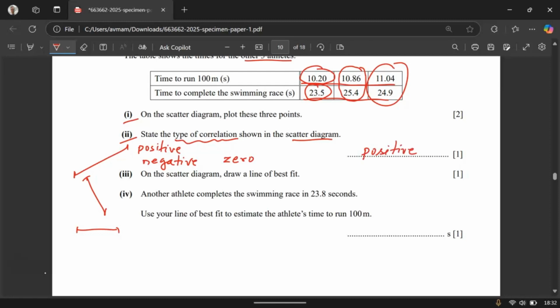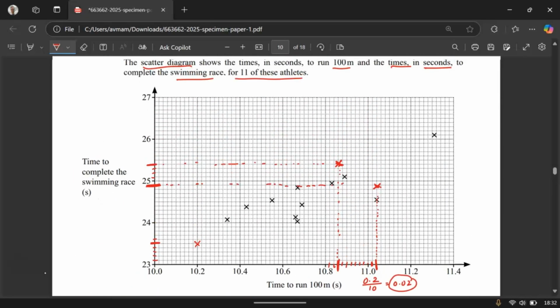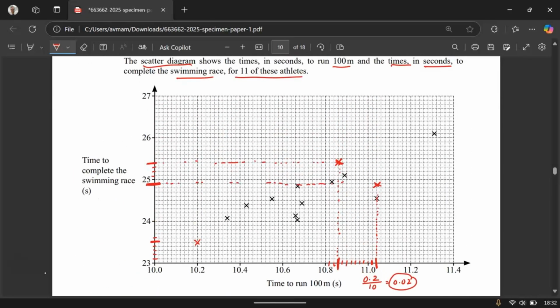Okay. Question number 3. On the scatter diagram, draw a line of best fit. Line of best fit may differ here and there, but we need to try and balance the number of points almost equal on either side of the line of best fit. You need to use your ruler and pencil. So I'm just drawing freehand, trying to draw this way. Okay. And then there I have the line of best fit.